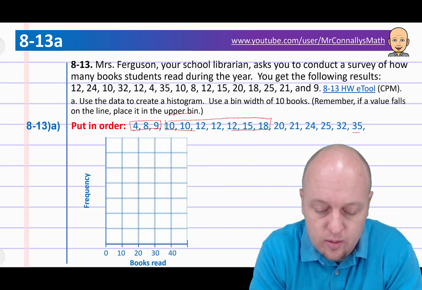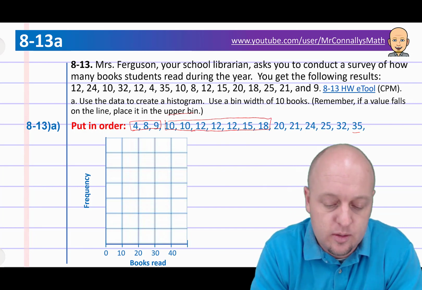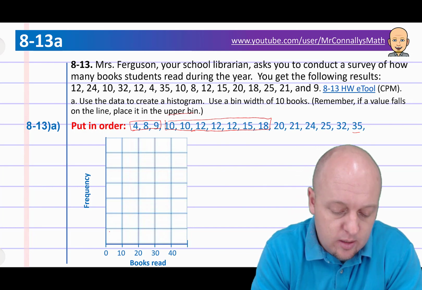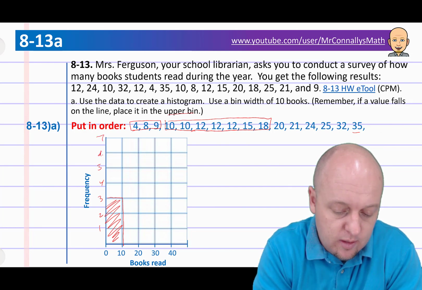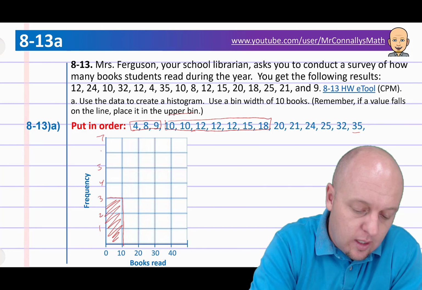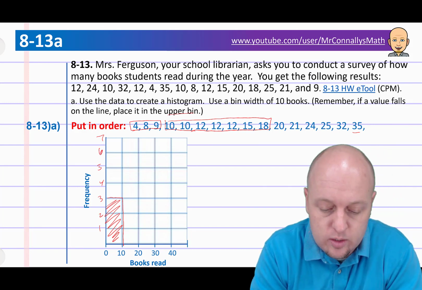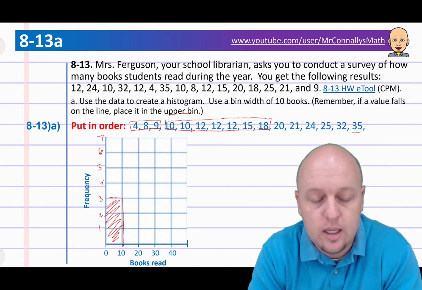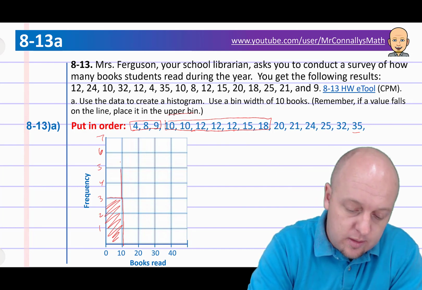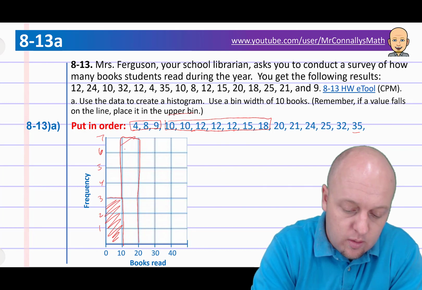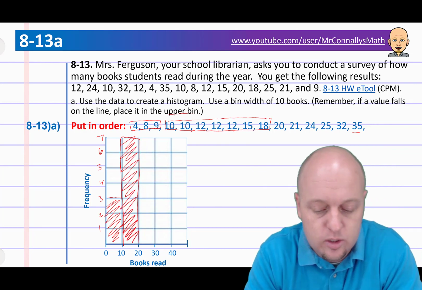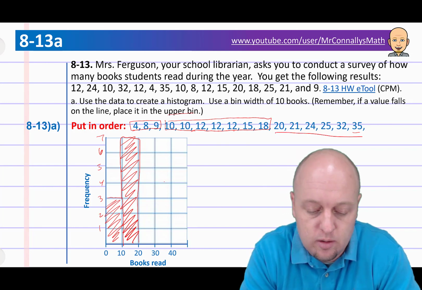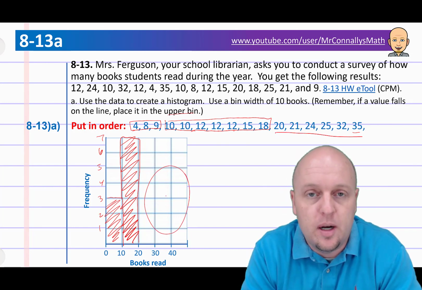So that means these numbers go all the way to there. Wow, that's quite a different bin. The first bin has 4, 8, and 9. That's 3, so we'll count up 1, 2, 3 squares. Go ahead and fill in those squares right there. And then for the next one, we've got 1, 2, 3, 4, 5, 6, 7 in the second bin. So we'll go all the way up to 7 for that one. Go ahead and shade in that second bin. Go ahead and continue to the rest of them. Pause to finish that up.